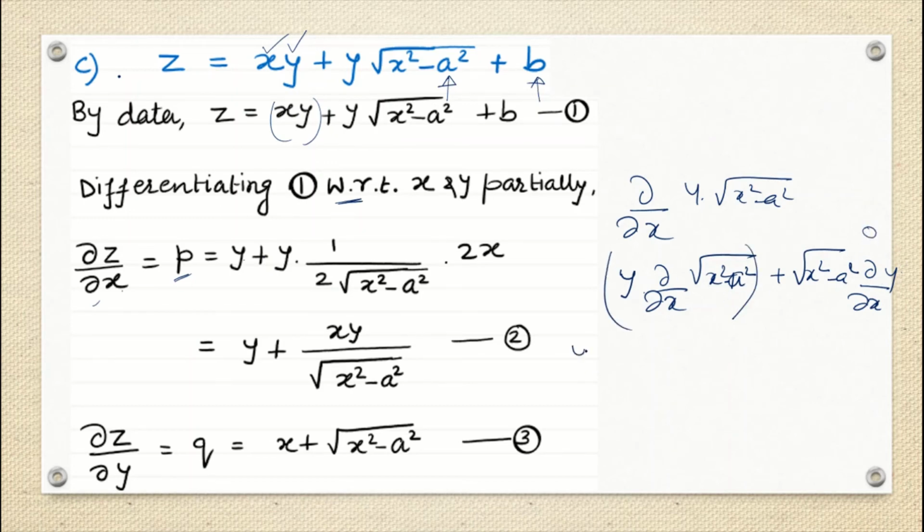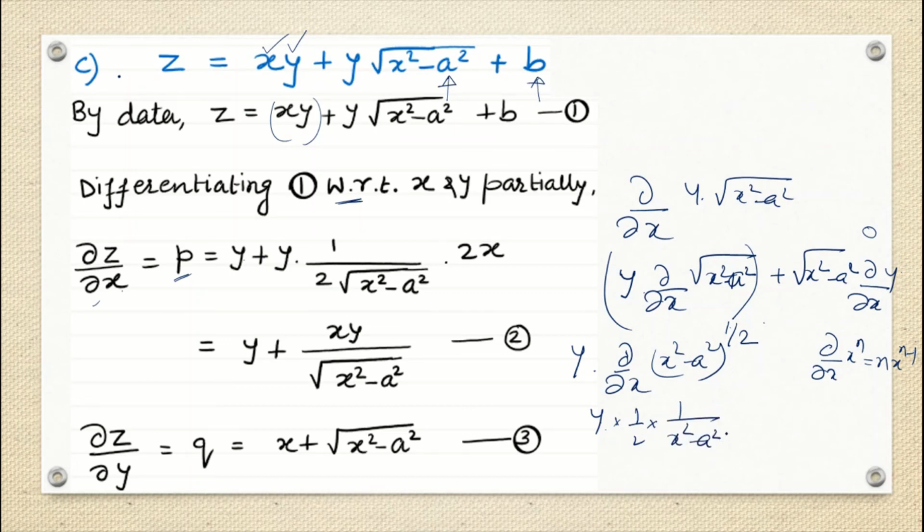So this is y into ∂/∂x of (x² − a²) to the power 1/2. Fine. ∂/∂x of x to the power n should give you n into x to the power n − 1. So y is present here, and then 1/2 into 1 by (x² − a²) to the power half. Half minus 1 will give you minus half, so it will go into the denominator, and into 2x. Fine, correct? So 2 and 2 get cancelled, so it is nothing but x into y.